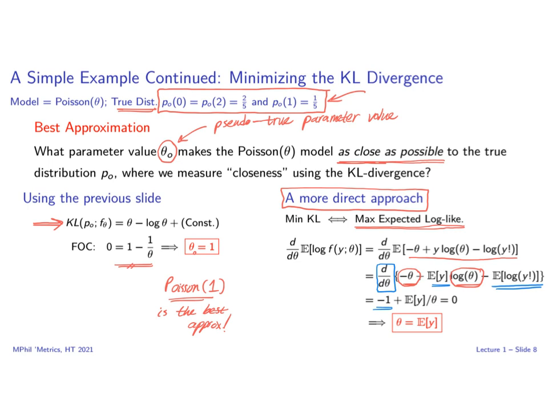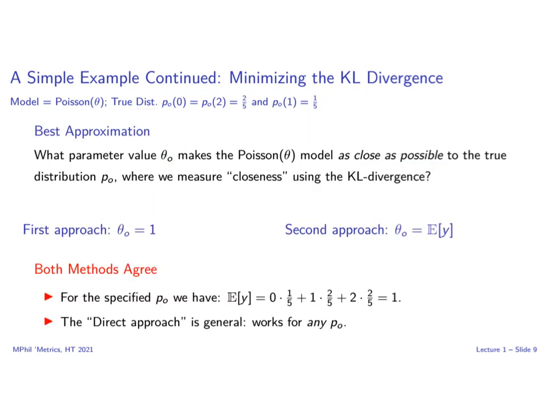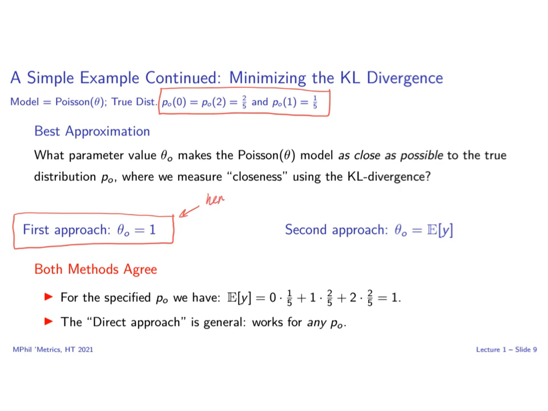And that leaves us with the following first order condition. Minus 1 plus the expectation of y over theta equals 0. Rearranging, the theta that solves this problem is the expectation of y. So where does this leave us? Well, we have calculated the Kullback-Leibler divergence in this particular example, and we've found that the value of theta that minimizes the Kullback-Leibler divergence is 1. That's the pseudo-true parameter. But that first approach required us to actually know this distribution p naught, which in practice we're not going to know.